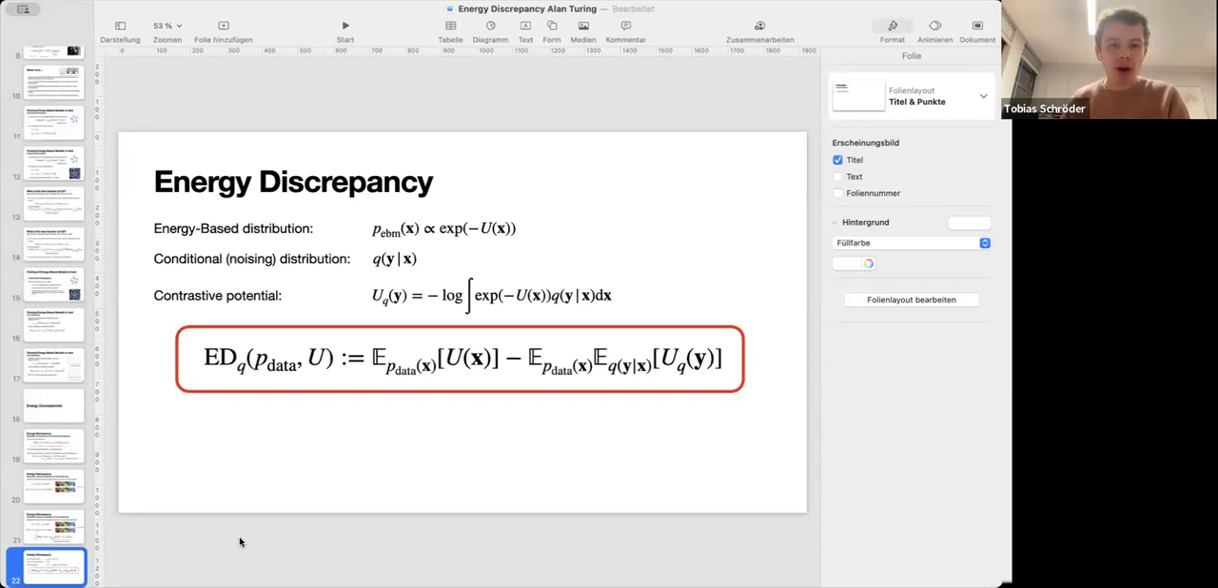So to introduce it formally, we take an energy-based distribution. So that's the Boltzmann distribution. Probability is proportional to exponential of minus the energy function. The user defines this noising distribution, this perturbation, and then associated to our model and this perturbation, we introduce the so-called contrastive potential, which is basically the energy function associated to the energy-based model convolved with the perturbation. And then we define energy discrepancy like this: the expectation of the energy with respect to the data minus the expectation of the contrastive potential with respect to the perturbed data.